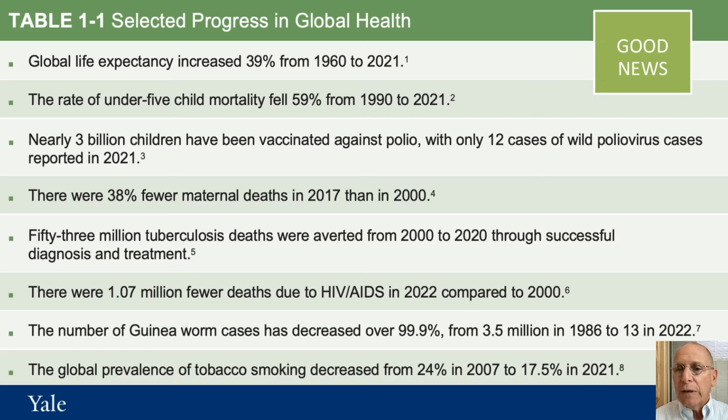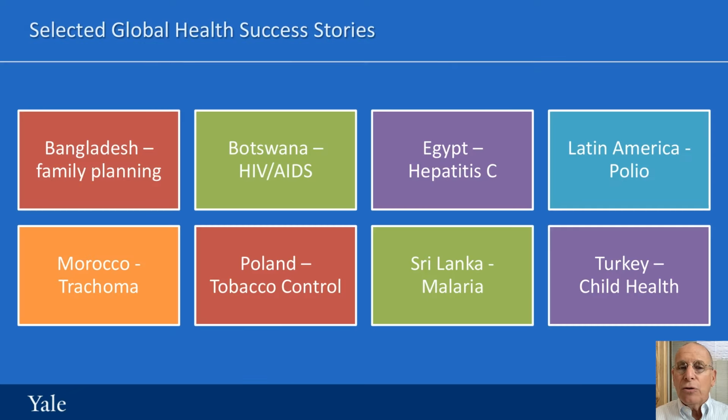And there had also been progress against a number of important diseases. Polio and guinea worm are nearing eradication. In addition, when we think about non-communicable diseases and their risk factors, there's really been an enormous amount of progress, for example, in reducing the global prevalence of tobacco smoking. So I want to highlight for everyone the extraordinary amount of really good news that's taken place in the world of global health.